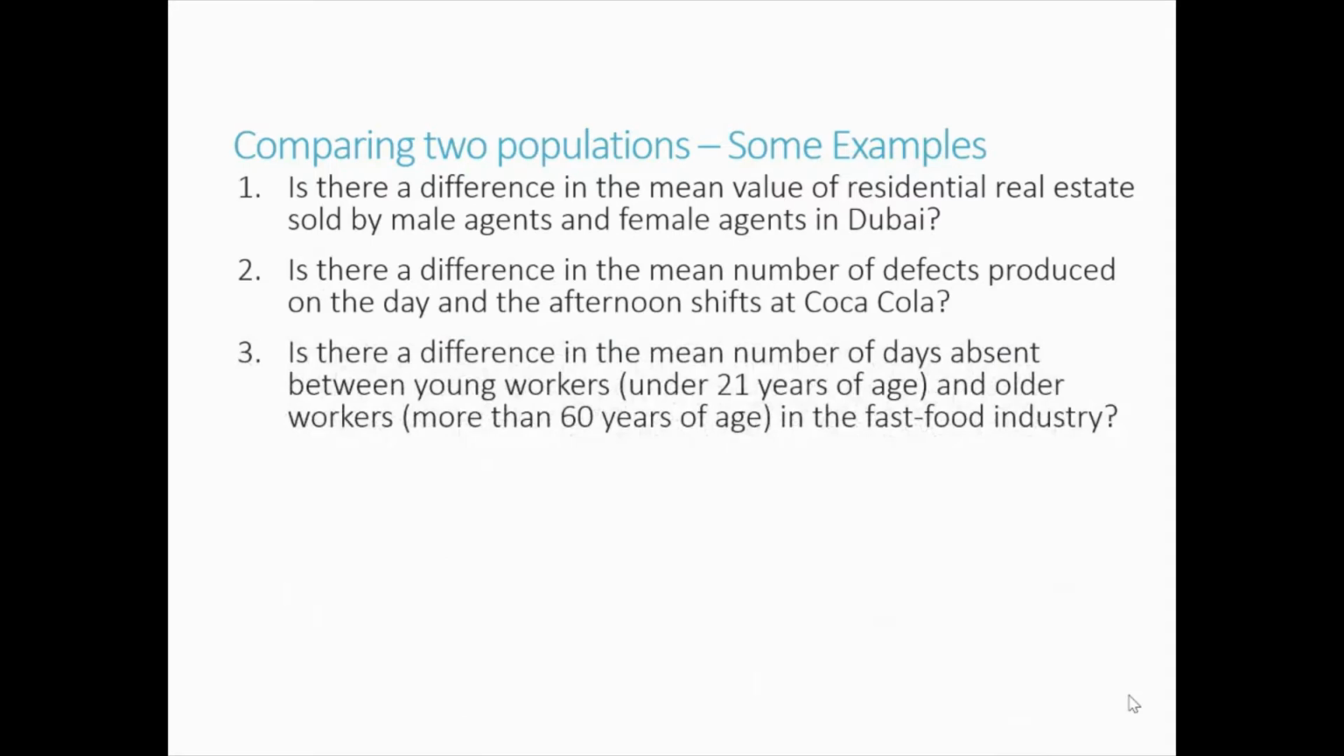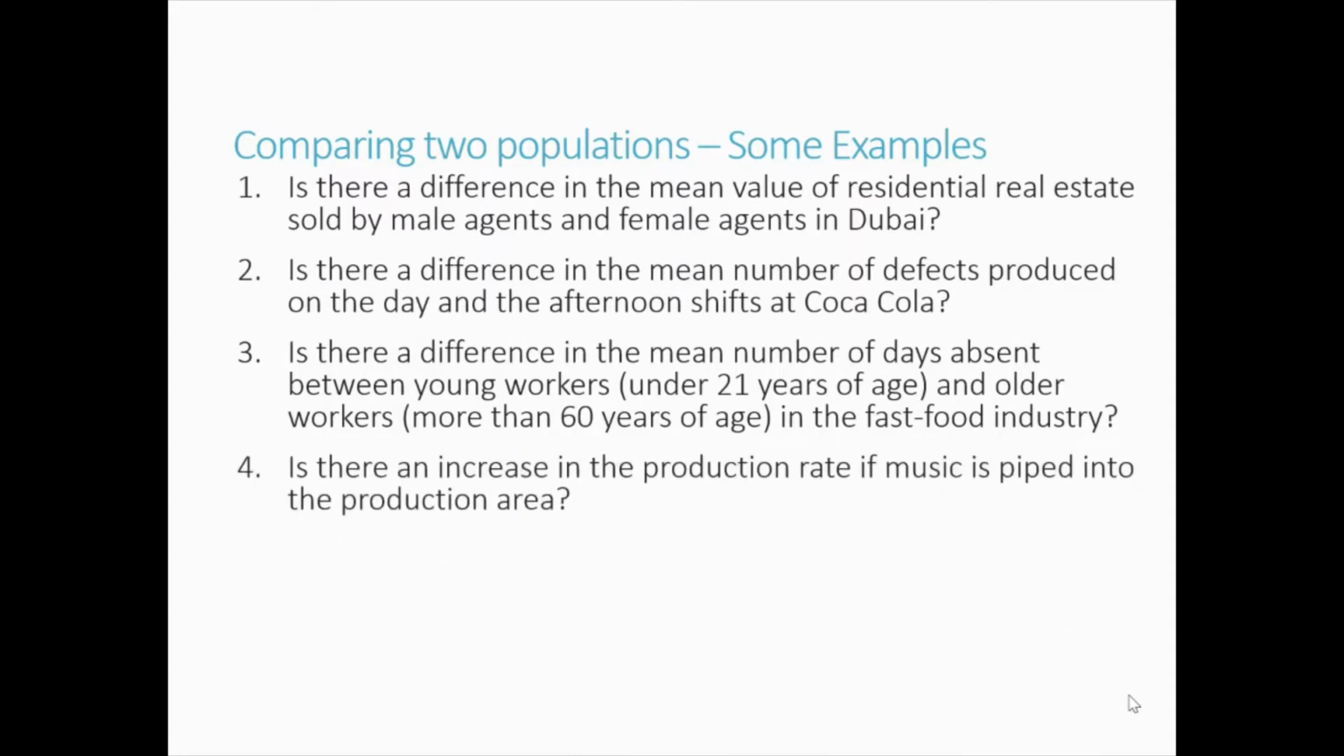These are two different populations, people working in the morning versus the afternoon. Another example: is there a difference in the mean number of days absent between young workers, for example, workers below 21 years of age, and older workers, for example, more than 60 years of age, in the fast food industry? So we want to compare whether younger people miss the same amount or more or fewer days than older workers. These are two populations that are independent. They don't affect one another. And we want to compare how they are to one another.